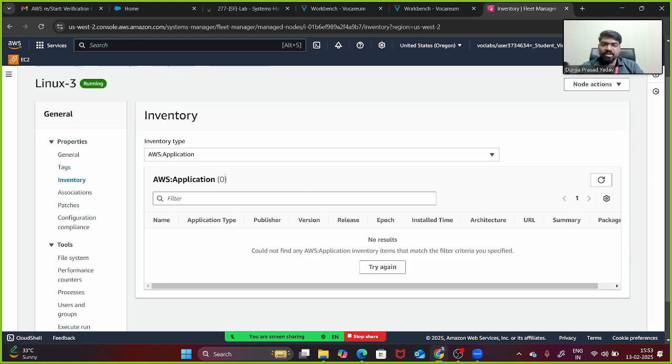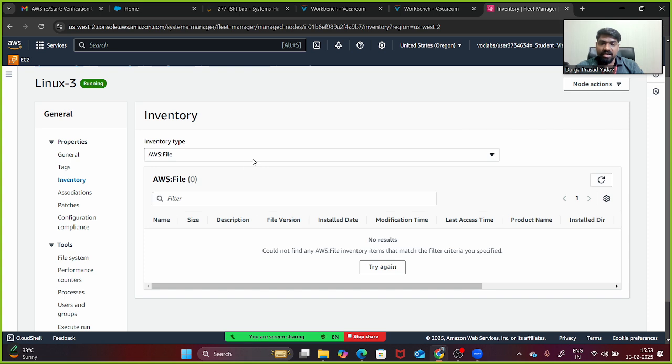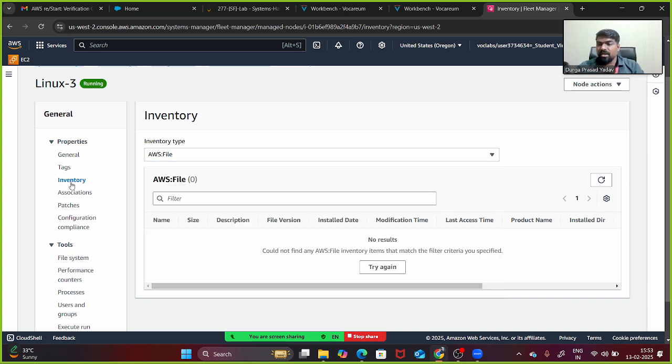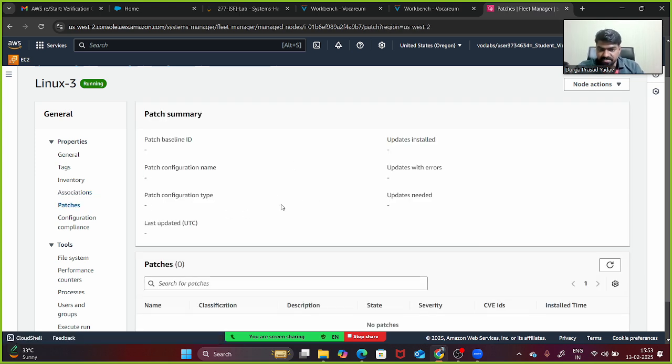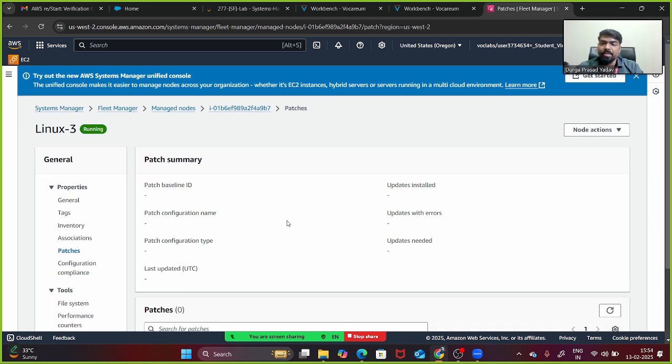If you do the inventory, then you will come to know about applications, which applications are there in the machine, what all are the files which we have in the machine. Everything you will be able to get under the inventory. Associations you will be able to check, and after that we are getting the patches. So right now there are no patches.